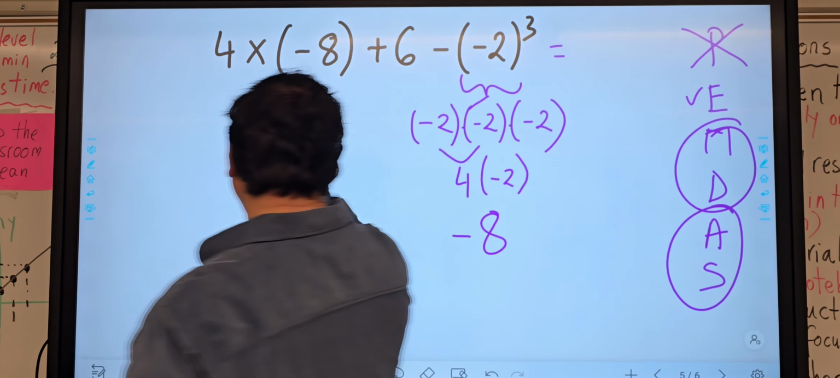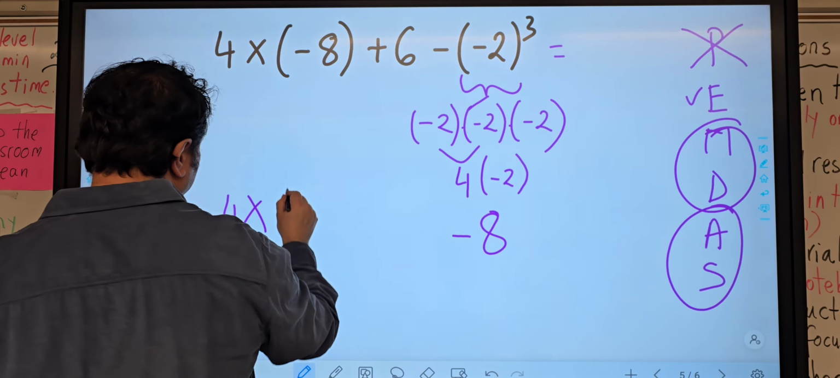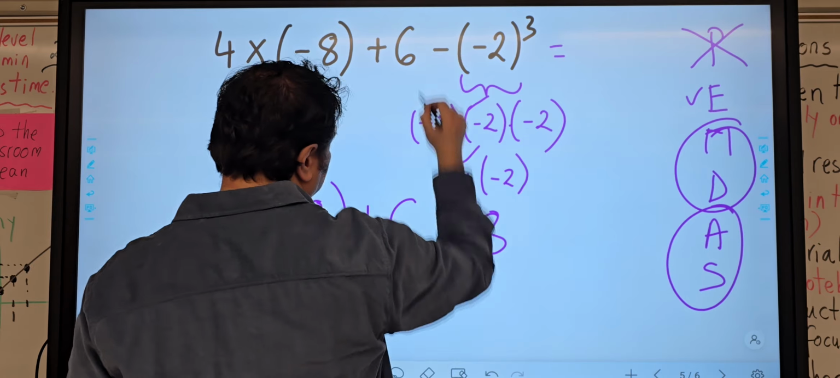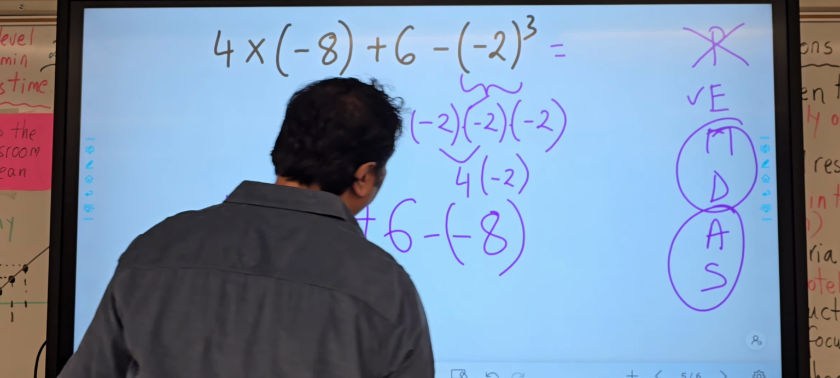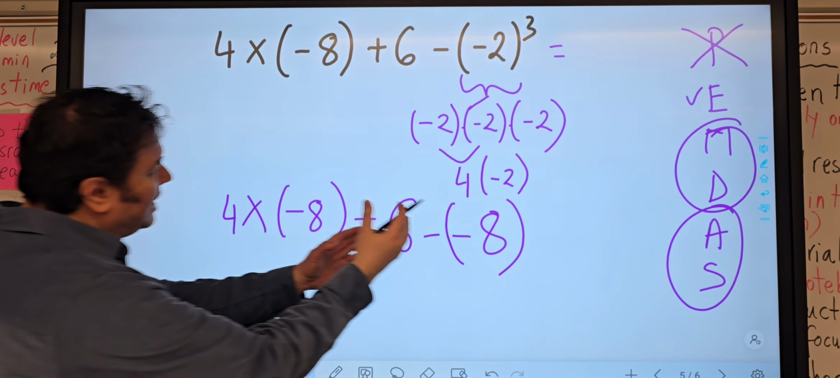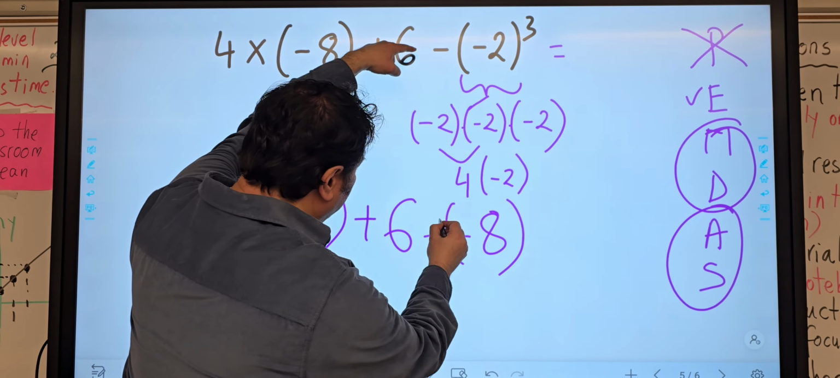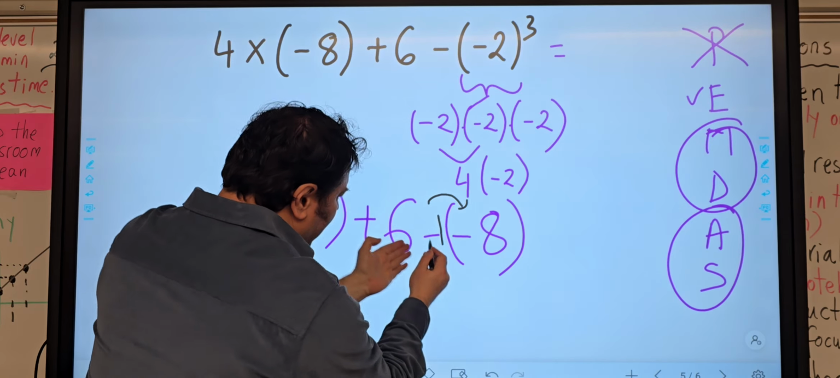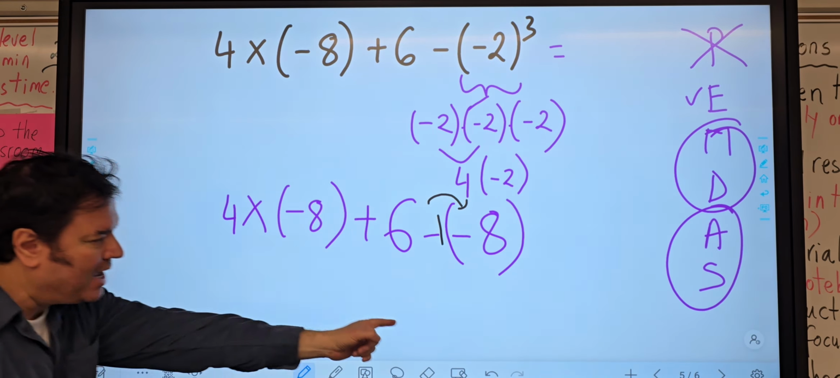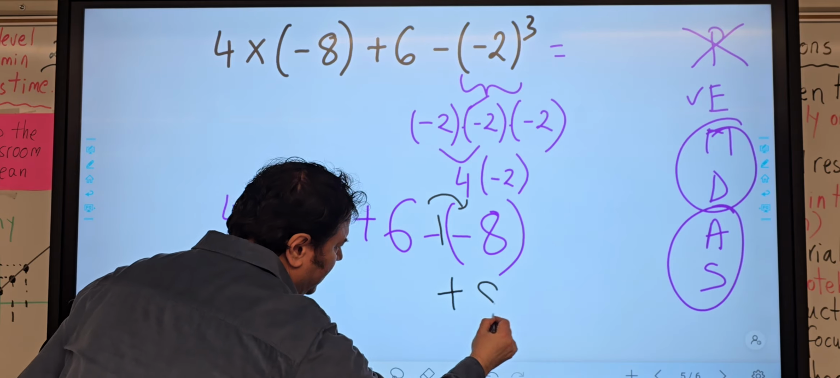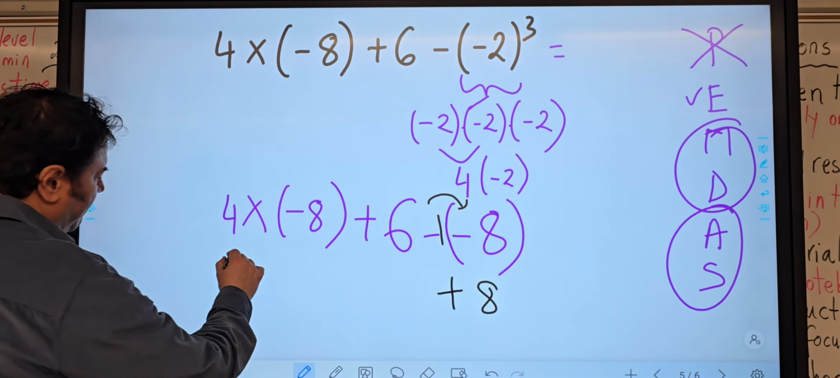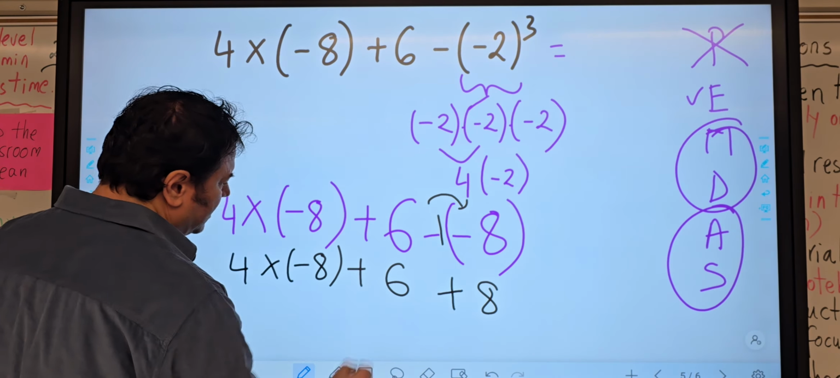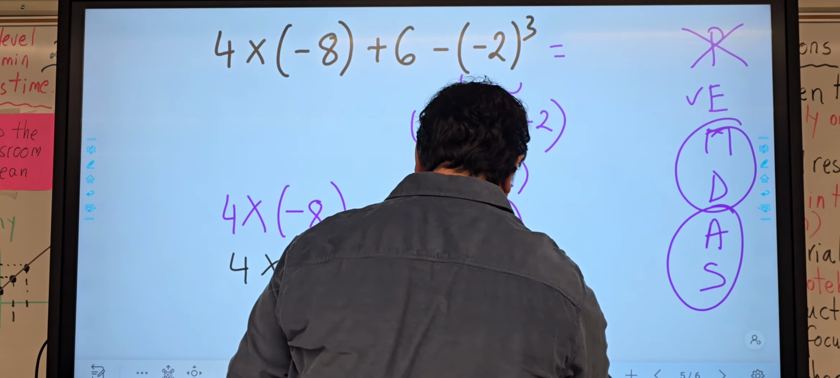So let's write from the beginning what we have. We have 4 times negative 8 plus 6, and then it's a minus there, and then we have negative 8 now there, right? Because that gave us negative 8, but we have another negative, and now we can put the invisible one here, because negative times a negative would become a positive. So that becomes just an 8, okay? And then we have 4 times negative 8 plus 6, and then you go down plus 8.